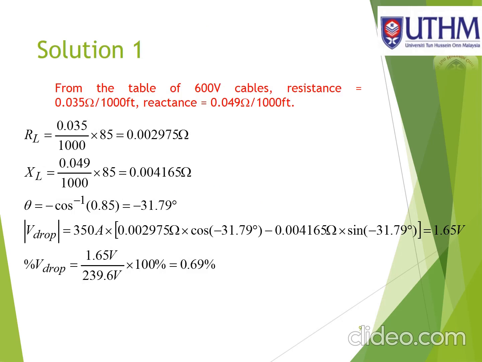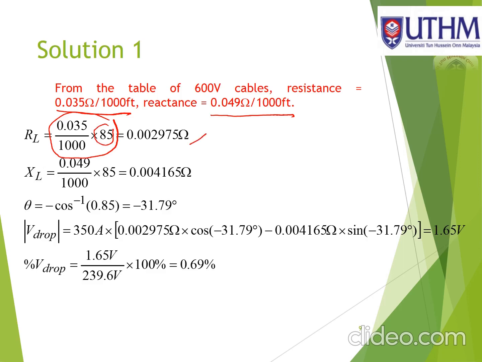Next we go to the solution. From the previous table, we have the values of R and X here: 0.035 per 1000 feet for resistance, and for reactance 0.049 per 1000 feet. This value we have to remember is in 1000 feet. So we have to find what is the RL and XL for 85 feet. So we divide that value by 1000, and then times the length given, 85, to get the value of R.